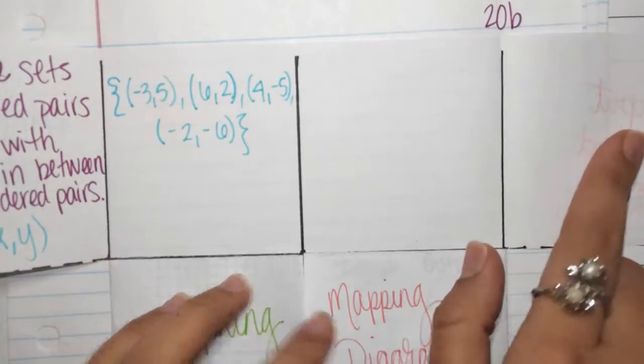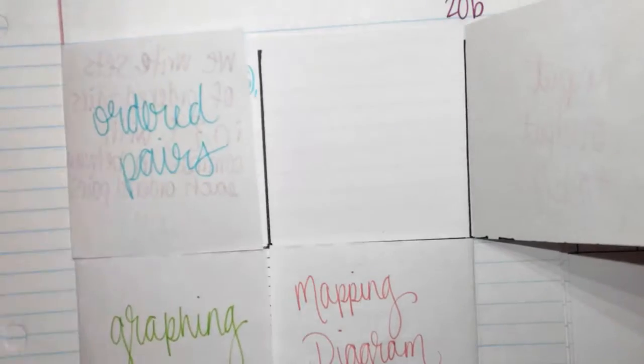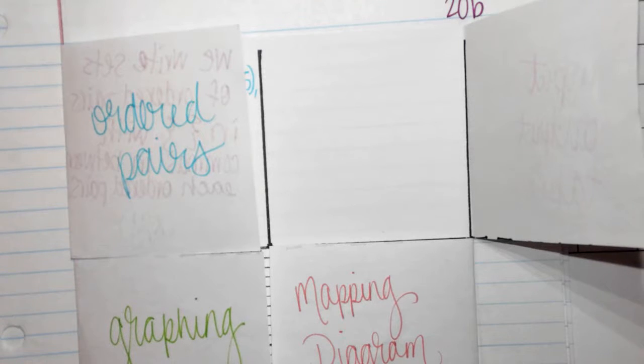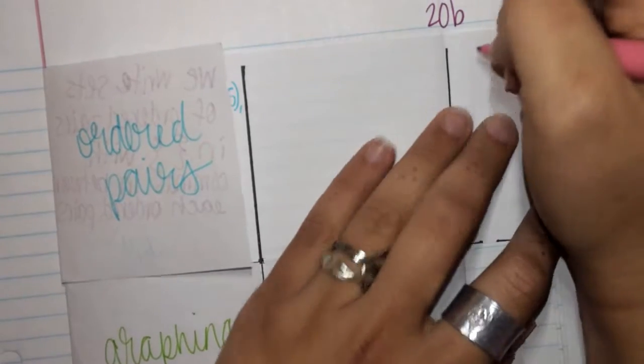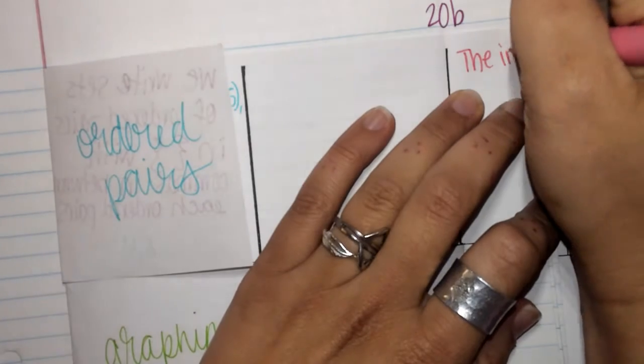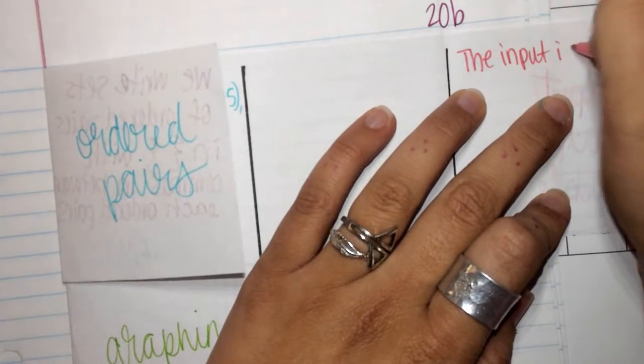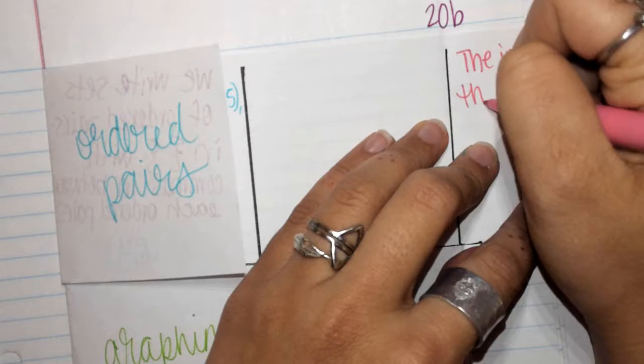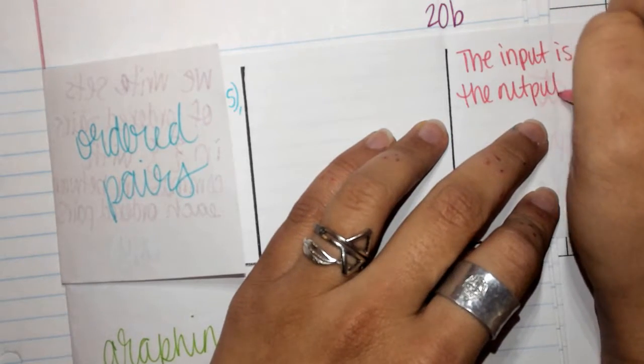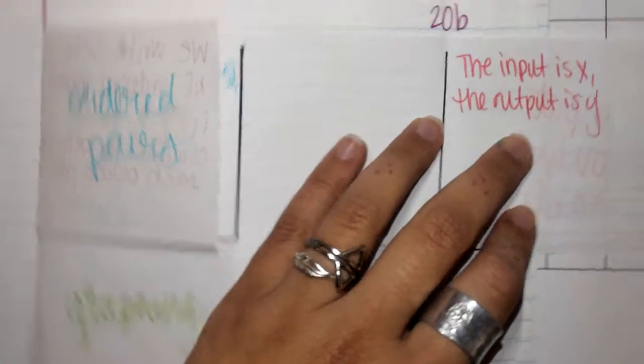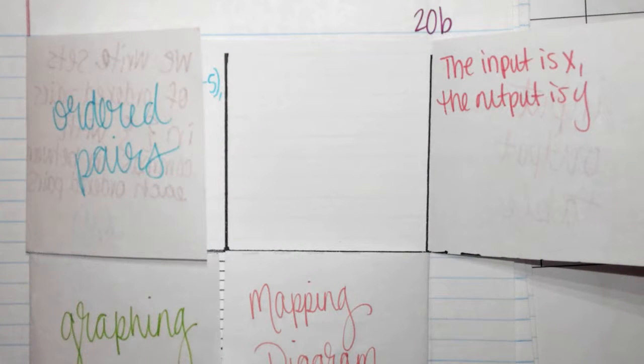Alright, input-output table. Open this. We're done with the ordered pair. That's all you gotta do. So if I gave you a table first, could you turn it into an ordered pair? Look at us go. Alright, so on an input-output table, the input is X. The output is Y. And we have two kinds of tables that we can write. We can write a horizontal table or a vertical table.